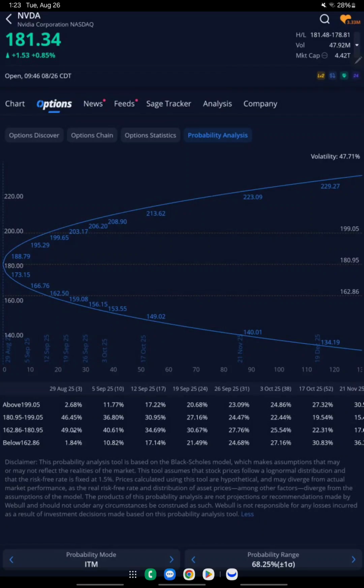If we want to take a quick look here, let's focus on August the 29th. It's showing us that the probability of the stock finishing above $199 is 2.68%. Just think about that. For those who are buying calls for earnings, this is a great tool for that specific application. I want us to remember that as we jump now into the tool, and I want to show you exactly how to find it.